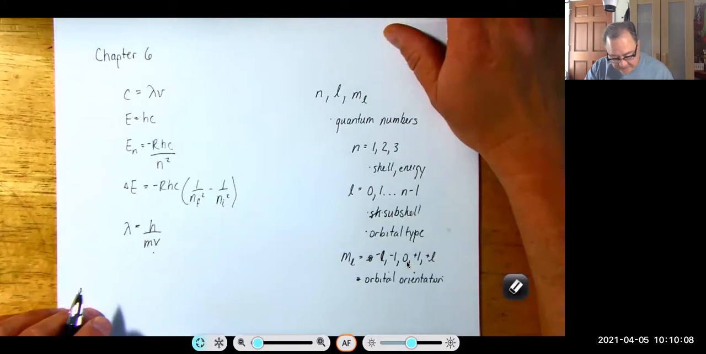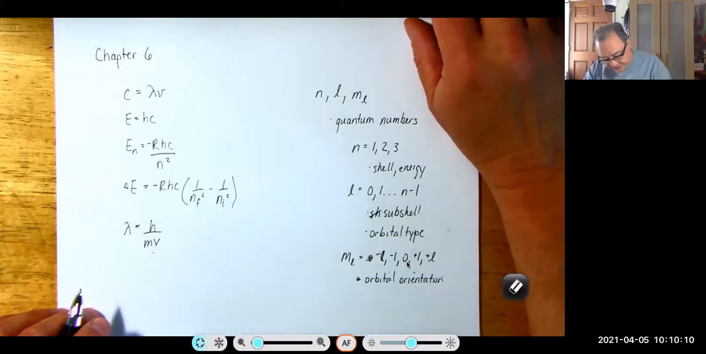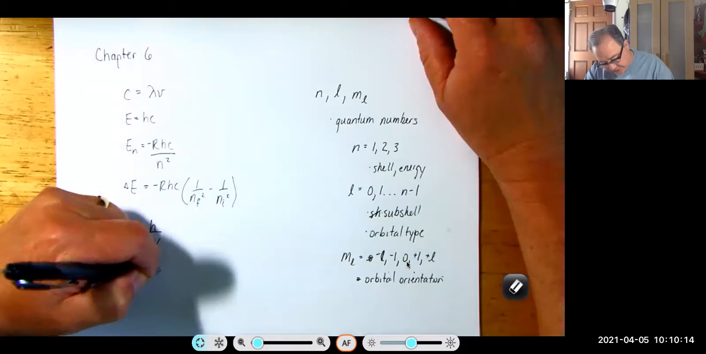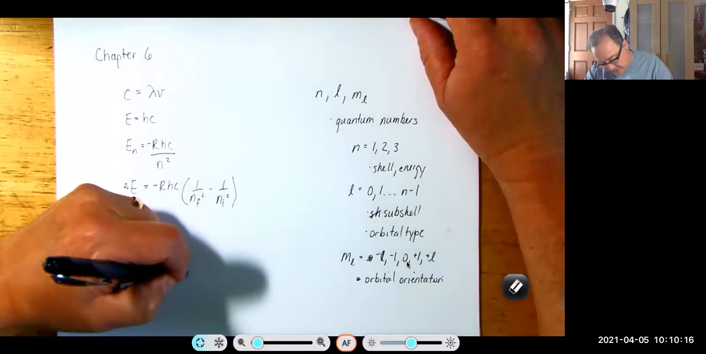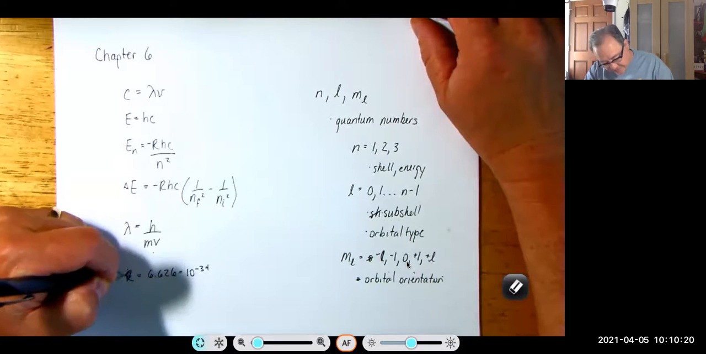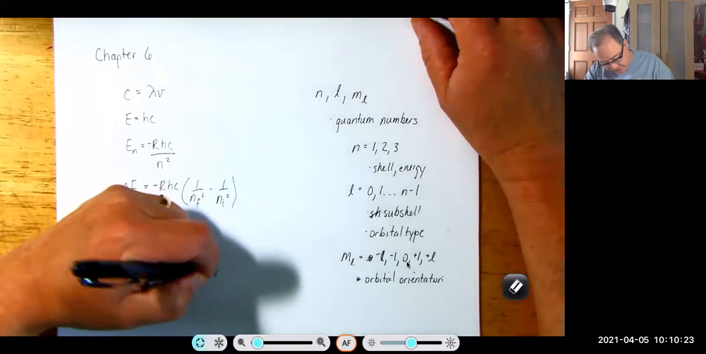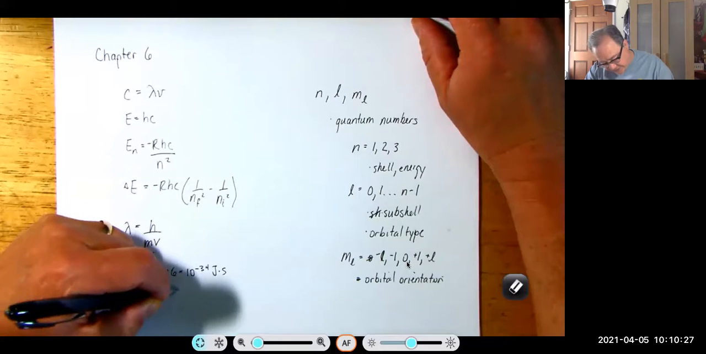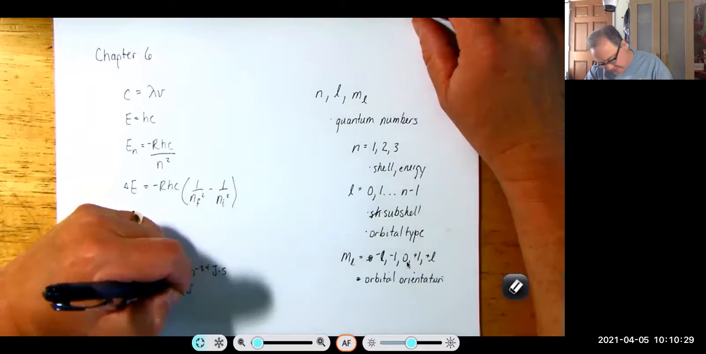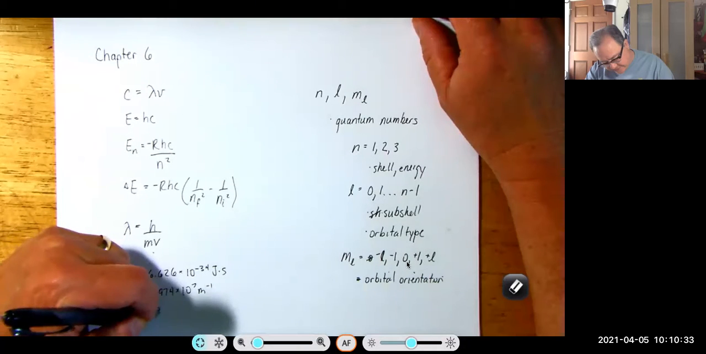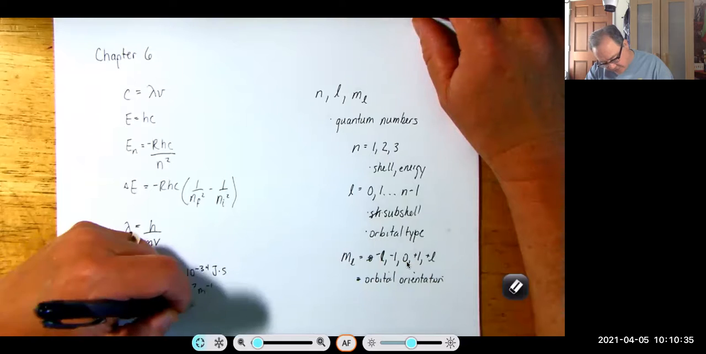And what are the constants? H is 6.626 times 10 to the minus 34. Oh, that's not R, that's H. Joule seconds. R is like 1.0974 times 10 to the 7. And C is 2.998 times 10 to the 8th meters per second.